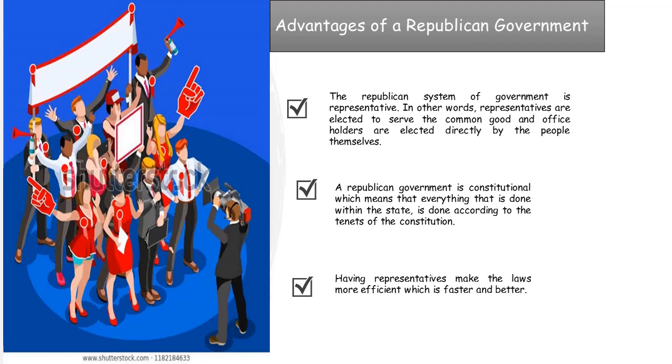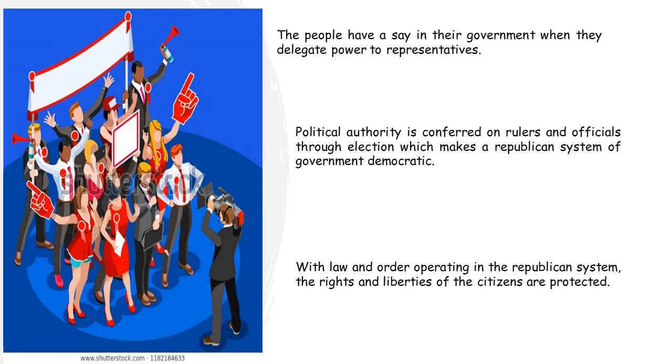3. Having representatives make the laws is more efficient, which is faster and better. 4. The people have a say in their government when they delegate power to representatives. 5. Political authority is conferred on rulers and officials through election, which makes a Republican system of government democratic. 6. With law and order operating in the Republican system, the rights and liberties of the citizens are protected.